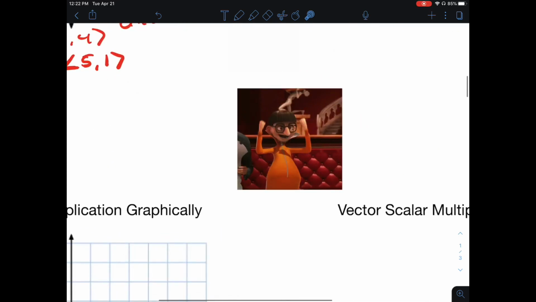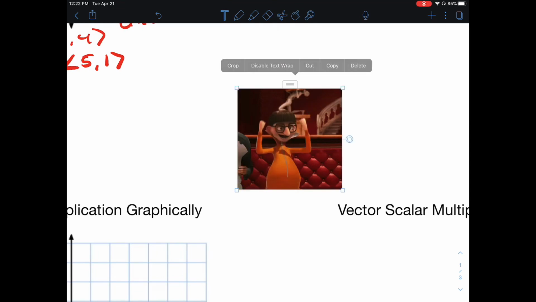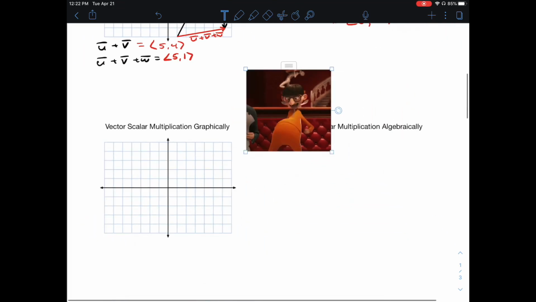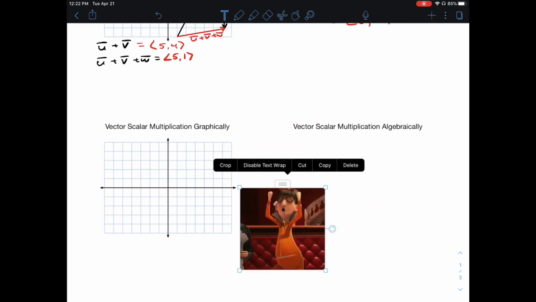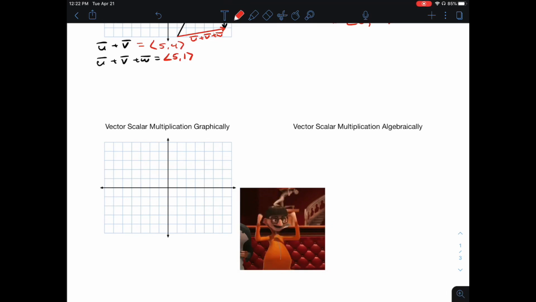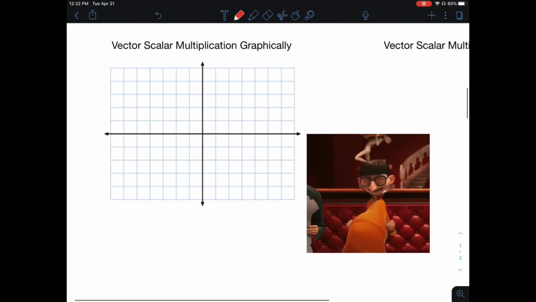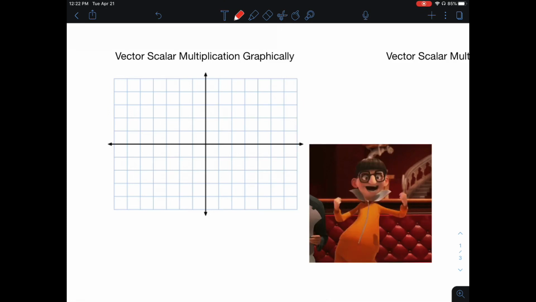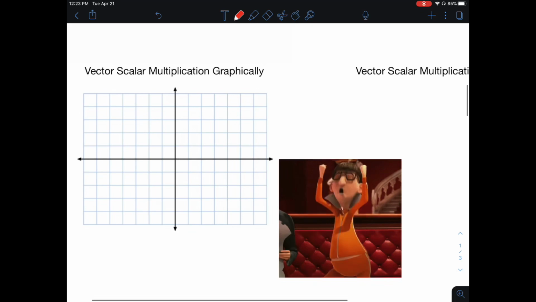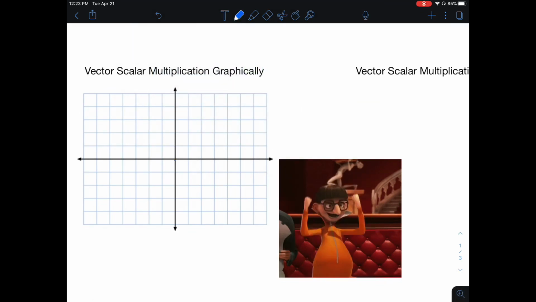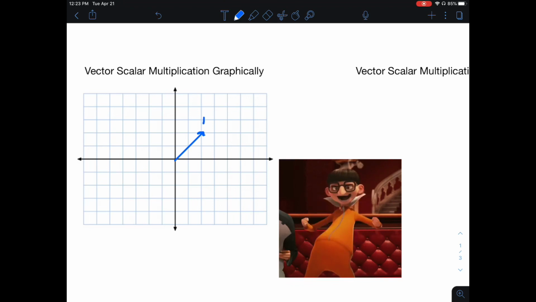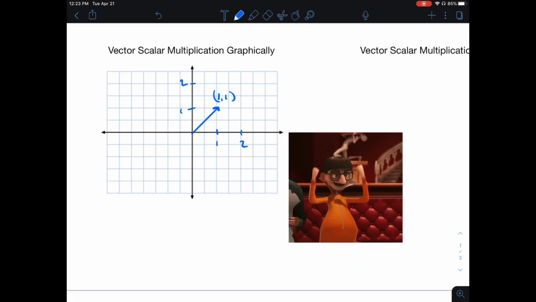Just a reminder, I couldn't leave this undone here. Here's our little vector dude from Despicable Me. You know what I'm talking about. Vector scalar multiplication. So let's say that we had a vector that was like this. So we went to the right 1 and up 1. Let's say that was our scale. Like this. And let's call this vector U.